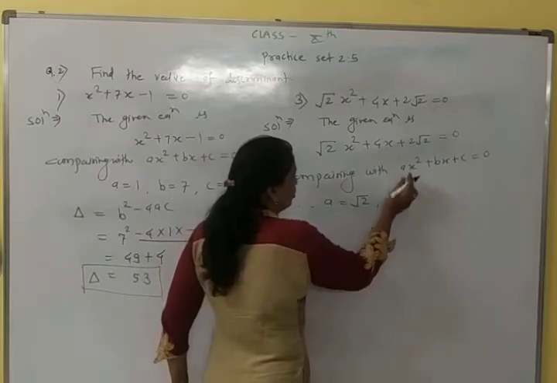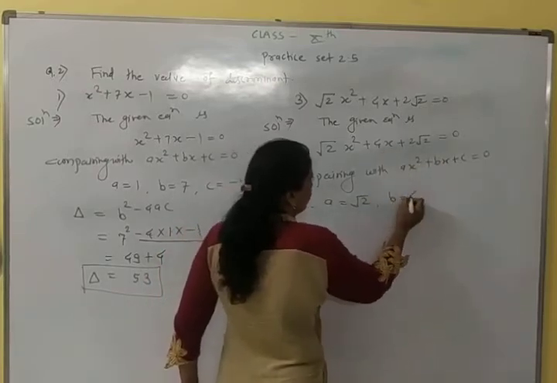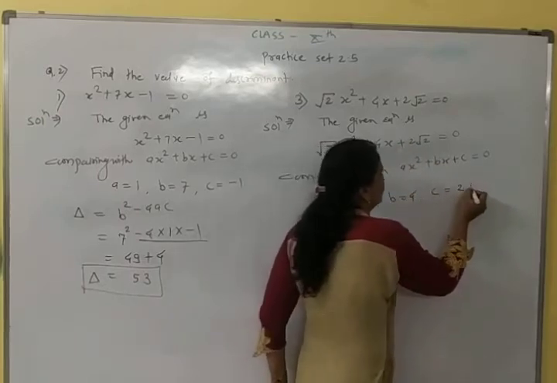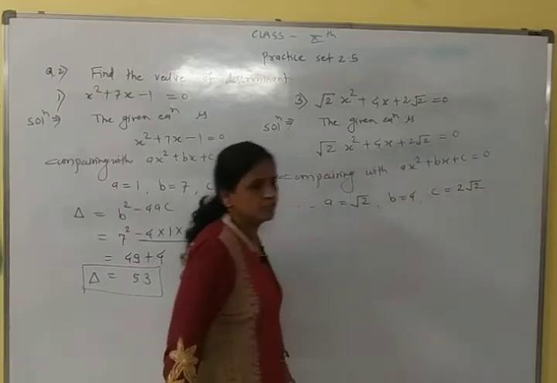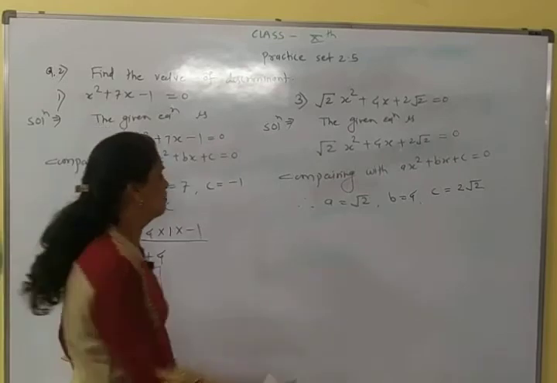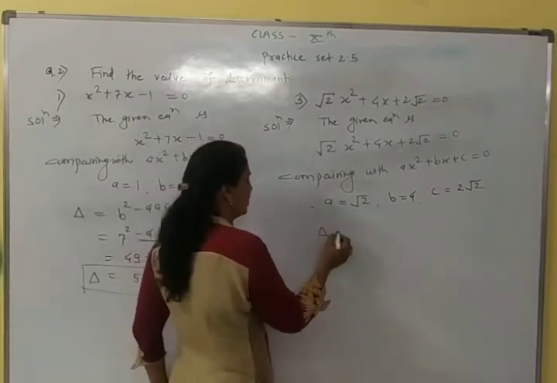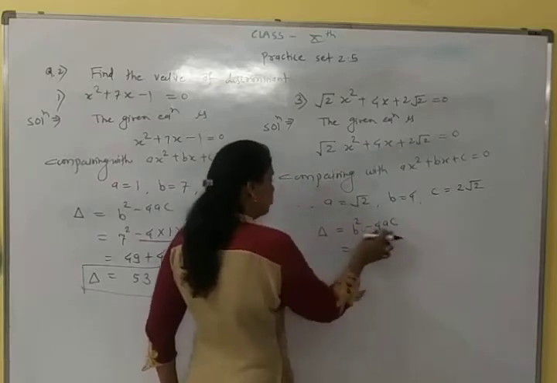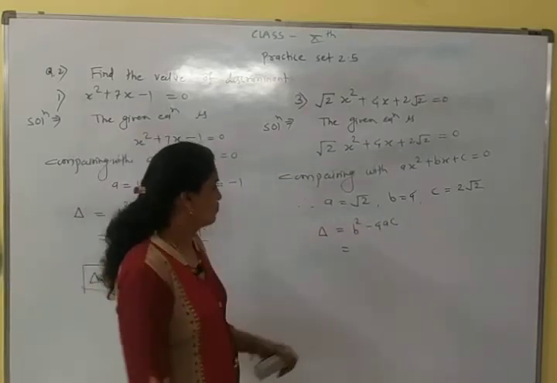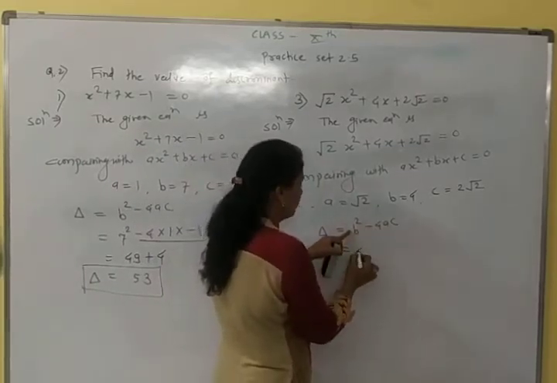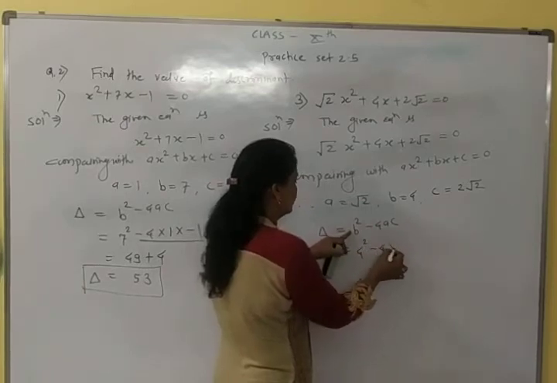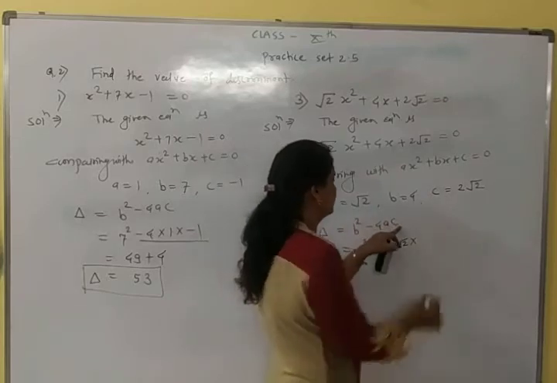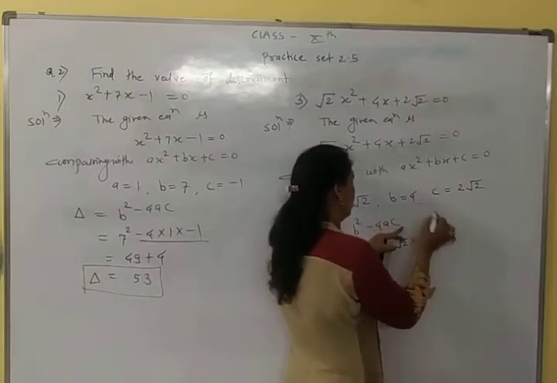Then b equal to coefficient of x, which is 4. And c is the constant term. Which sign? Here sign is plus. Then c equal to 2 root 2. Then find the value of discriminant, means find the value of delta, and delta means b square minus 4ac. Put the value of a, b, c in this equation. b square, b equal to 4. 4 square minus 4 into a, which is root 2, and c is 2 root 2.